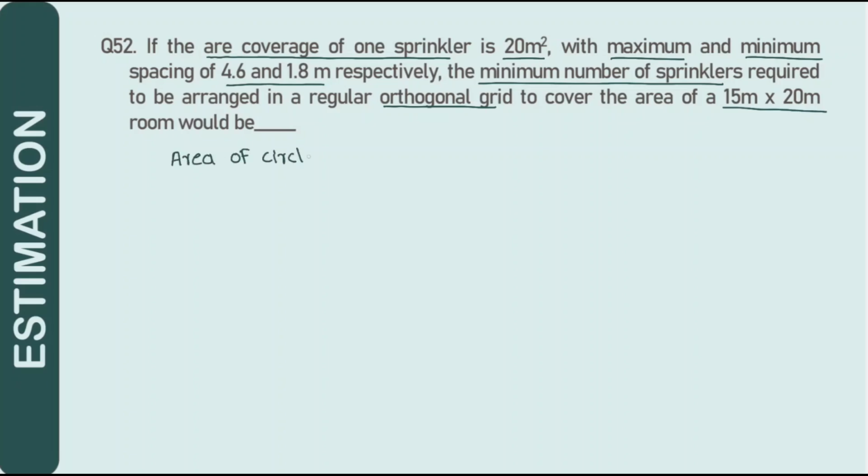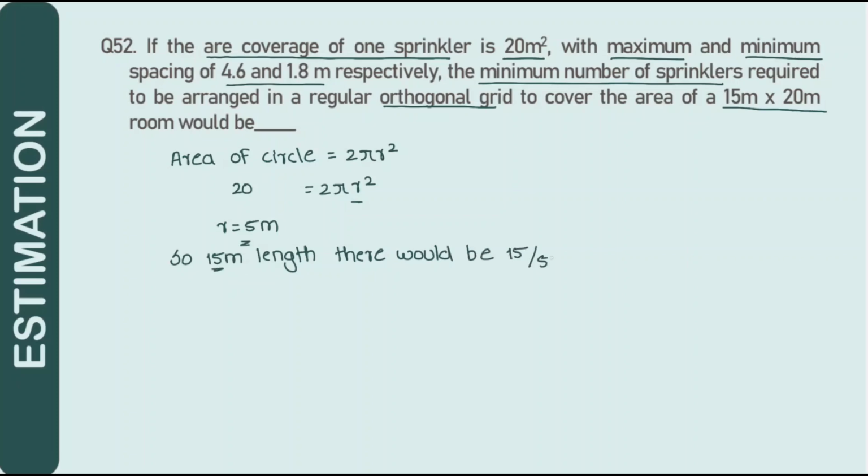So the area of circle is 2 pi r square. We know the area of circle, so calculating this formula for r comes to be 5 meter. So as the radius is 5 meter, in the 15 meter length we can place 15 by 5, that is 3 sprinklers, and in 20 meter length we can place 20 by 5, that is 4 sprinklers.